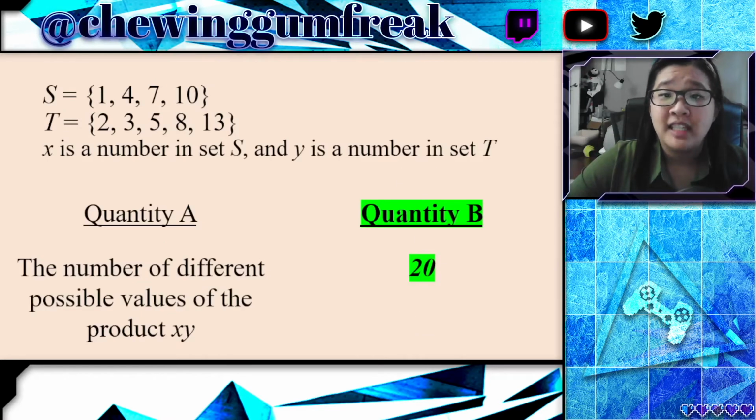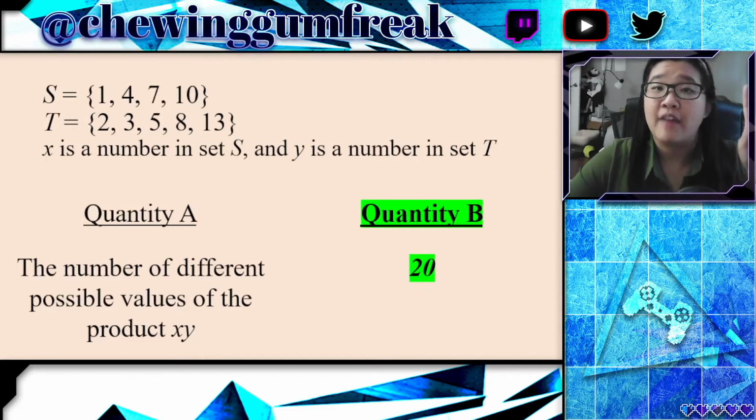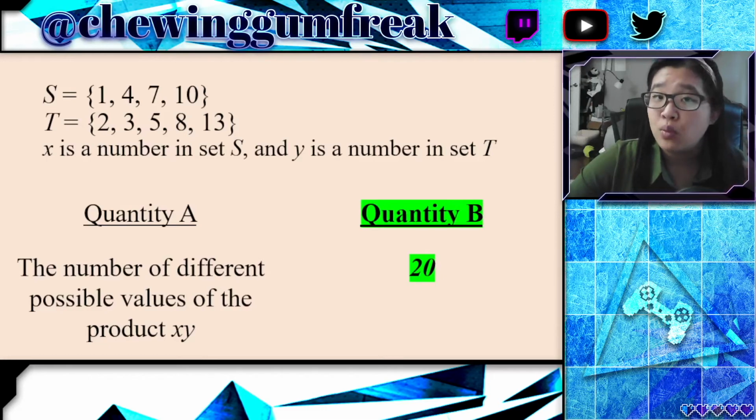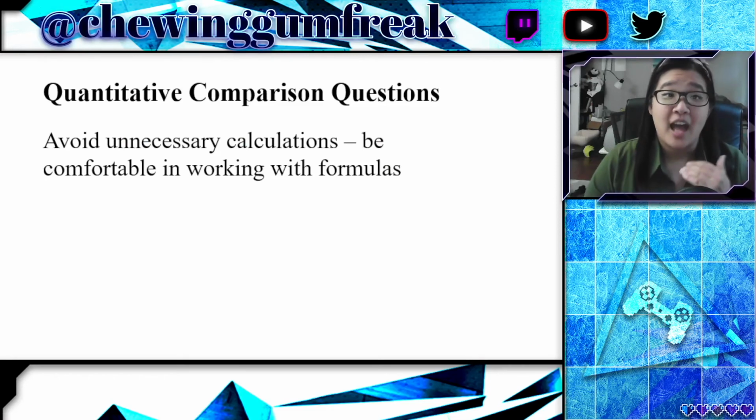So what you have here is a total of 20 possible products of X and Y, but you have 2 sets that produce the same product. So for that reason, quantity A is actually 18 because you have 18 different possible values of X and Y. And because quantity B is 20, we know that 20 is the larger value, and B would be the answer in this case. So hopefully that is helpful.